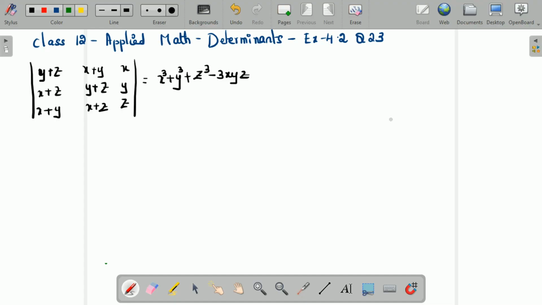In this video, let's find the solution for the 23rd question in exercise 4.2. We need to transform this particular determinant and show that its value is x cube plus y cube plus z cube minus 3xyz. So let's first start with the first transformation.